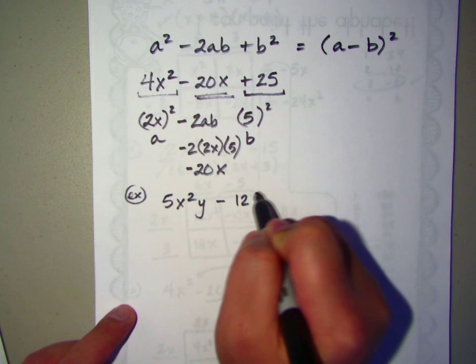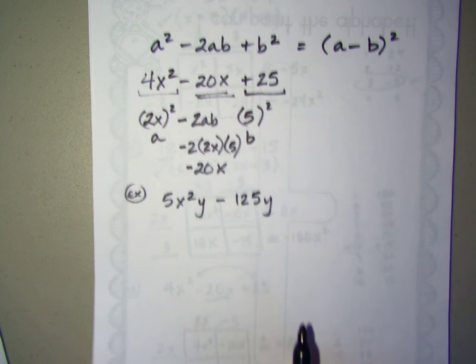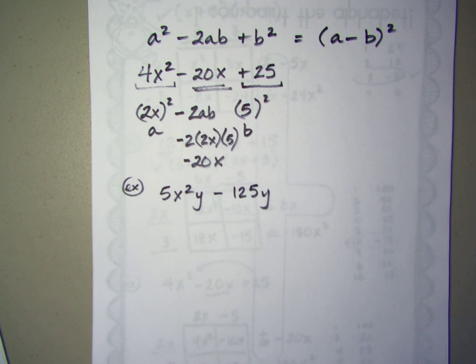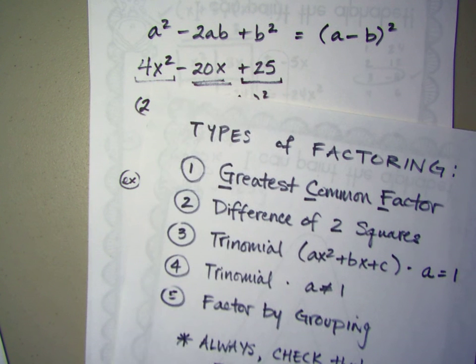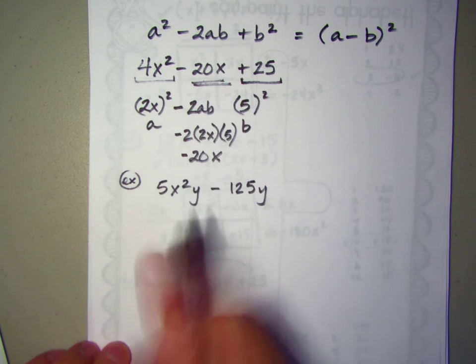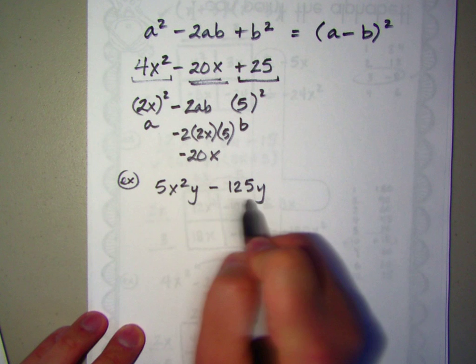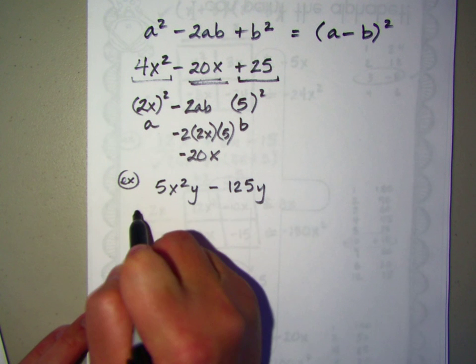Okay, now a lot of people, the first thing they just remember is, this one has two terms. If it has two terms, I might have a difference of two squares. It even has the minus sign. But be careful. First thing, always look for GCF, greatest common factor, first. They both have a 5 and a y, so I can take out a 5y. You should be left with x squared minus 25.